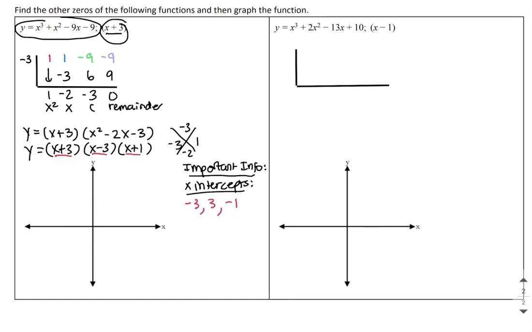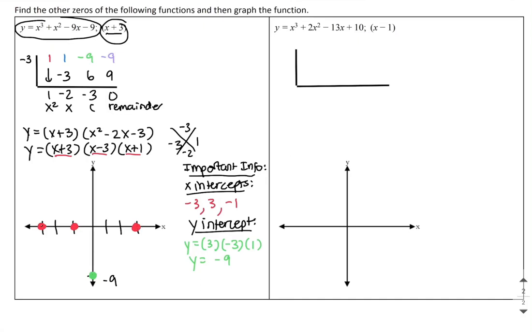The other thing I can find very easily is my y-intercept. That's another important point I'm going to plot. The y-intercept is when x is equal to 0. So I have y is equal to 3, if I use the factored form, times negative 3 times 1. And that gives me negative 9. So I'm going to graph all those important points, and I'm just going to label negative 9 here. All right, so negative 9 is my y-intercept. My x-intercepts are negative 3, positive 3, and negative 1.